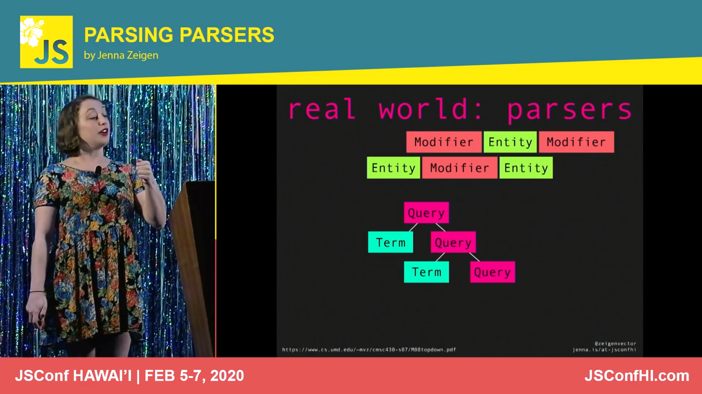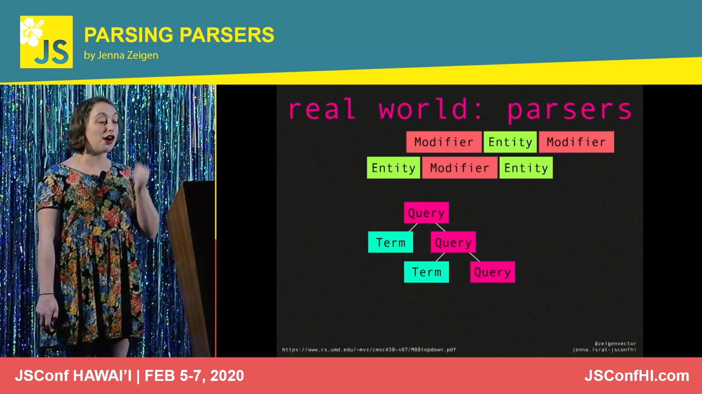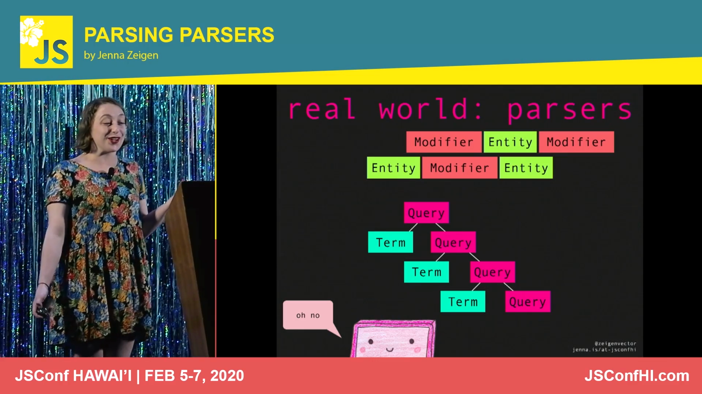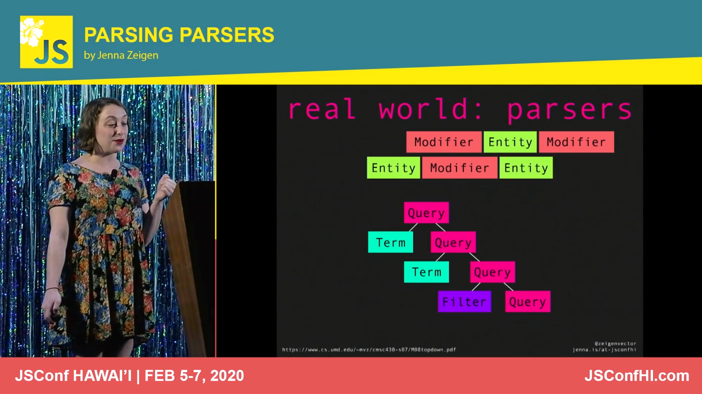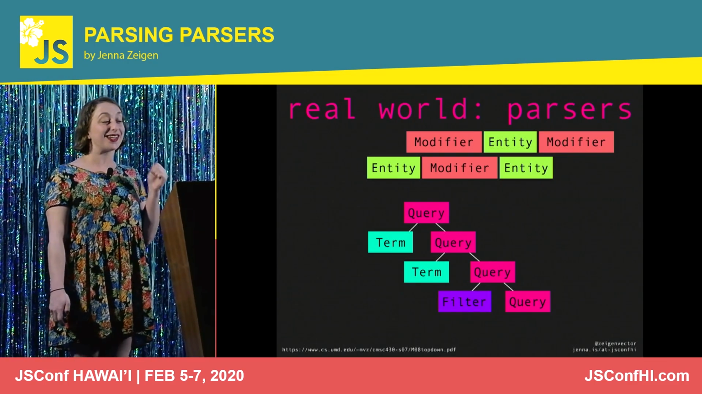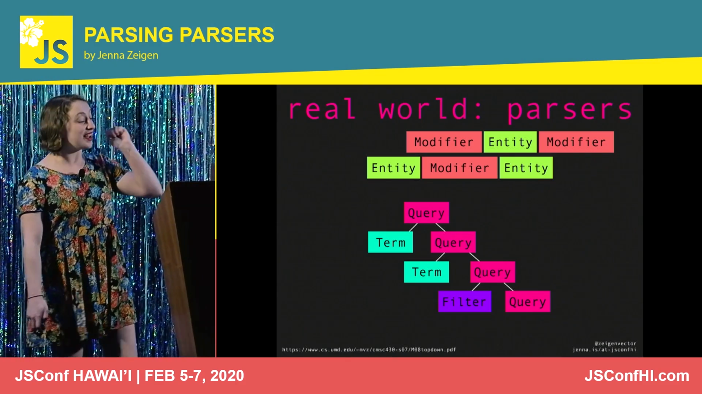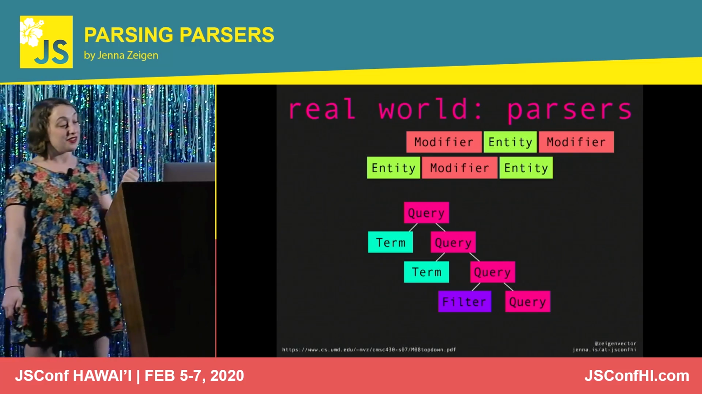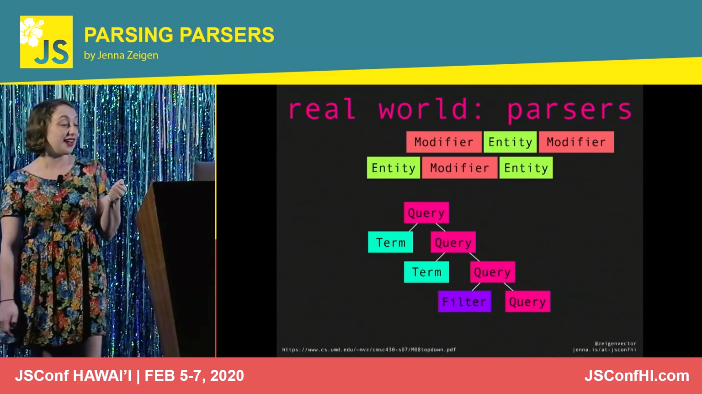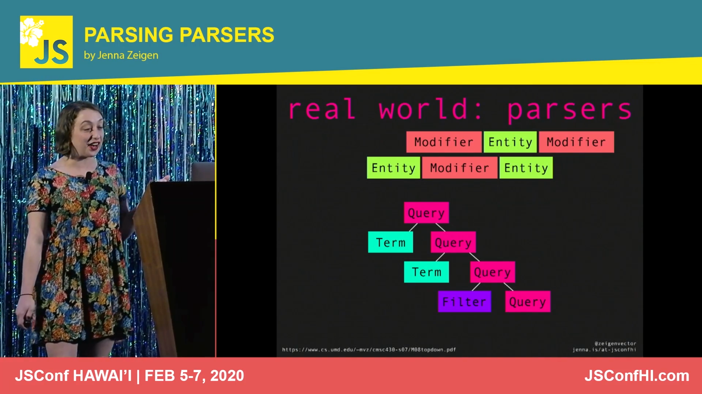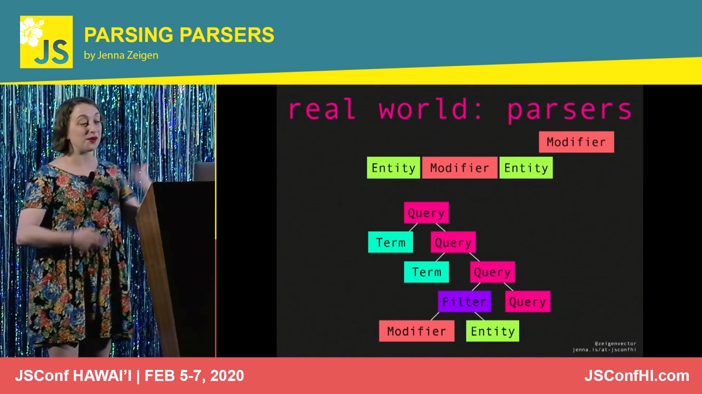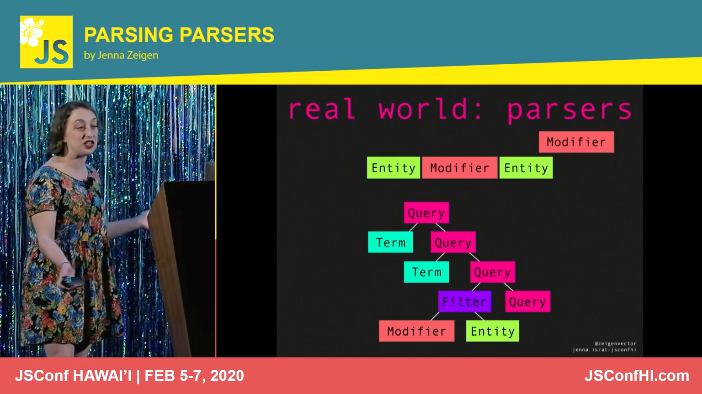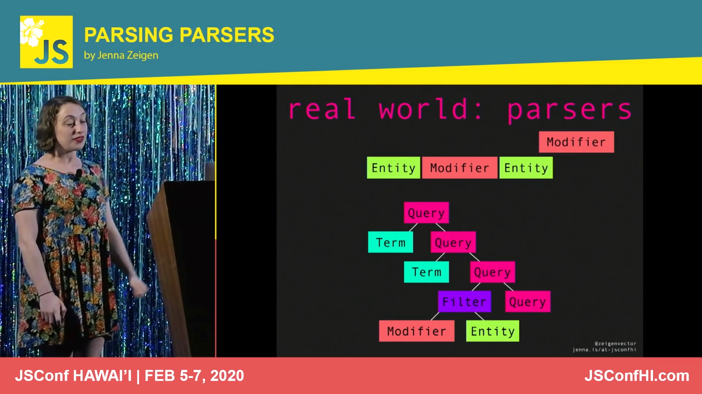Feeling lucky. Let's try that rule again. Oh no, it didn't work. We don't have another term. Let's try the next rule. Oh, looks like we got lucky this time. What is a filter? It can be turned into a modifier and an entity. Oh, cool. We got lucky. That was the best-case scenario, I think. We only had to backtrack once.